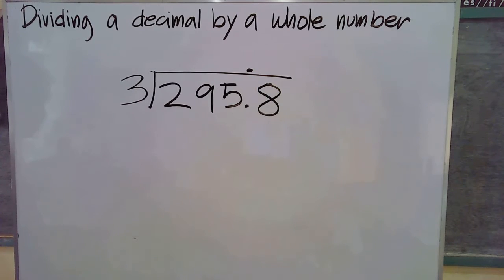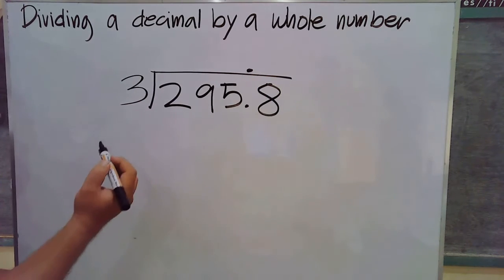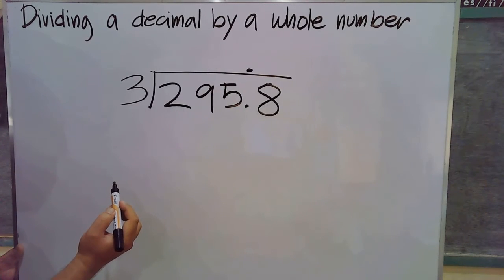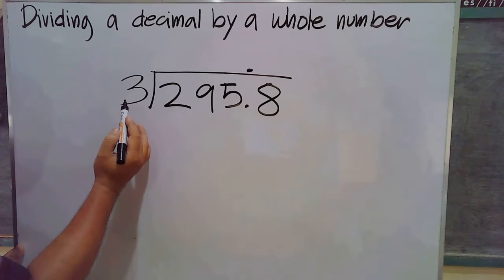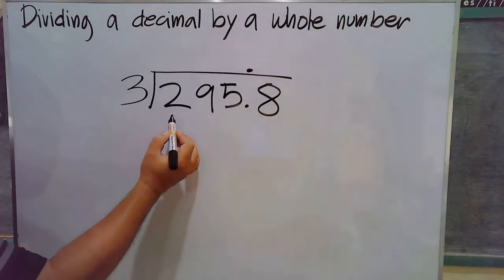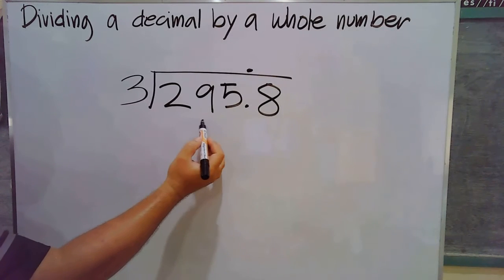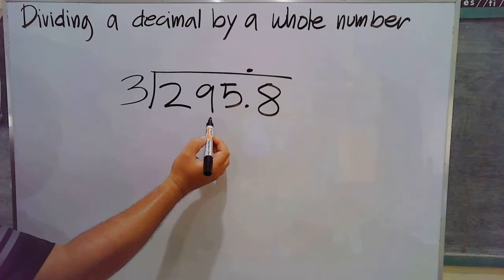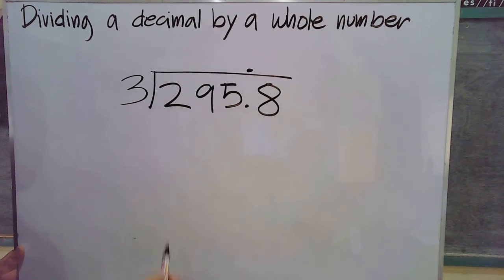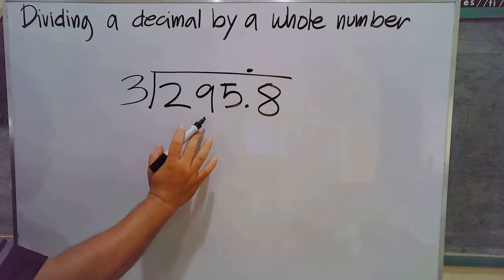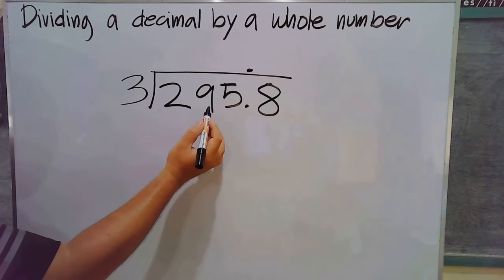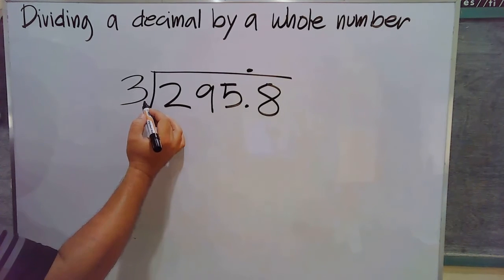So let's divide. Now let's start from the first digit. Now 2 divided by 3 cannot be, because 3 here is greater than 2. So what we need to do is to add another digit, so that we can be able to divide. And our answer will be on top of the second digit, aligned to the second digit. So we have here 29 because we have added one digit to 2. So 29 divided by 3 is 9.